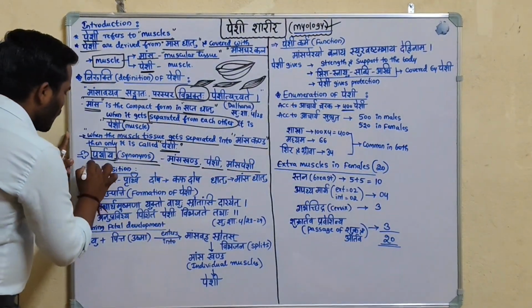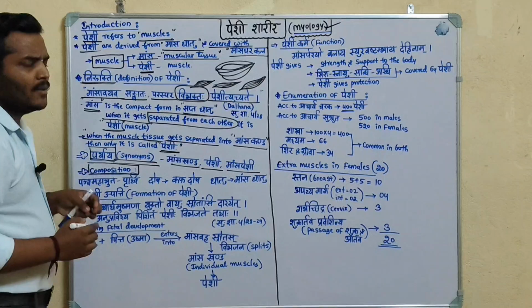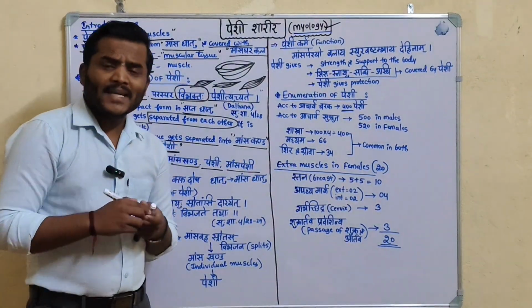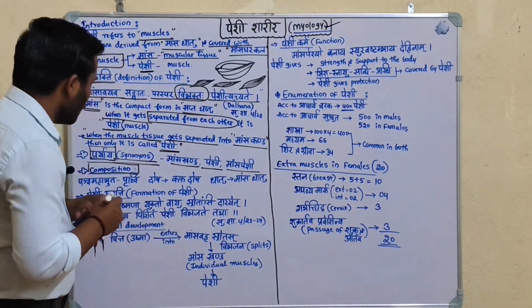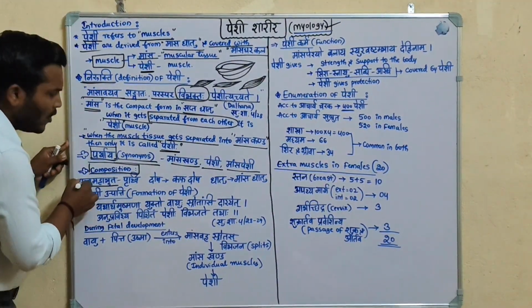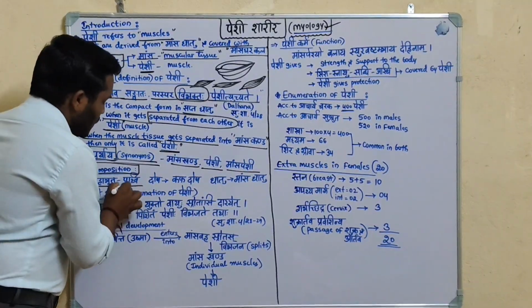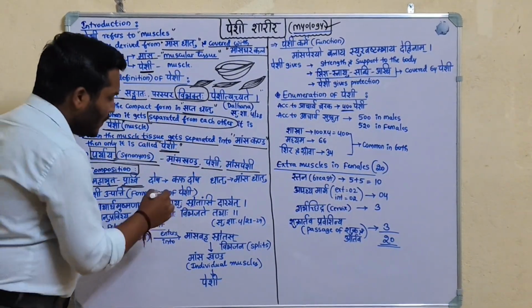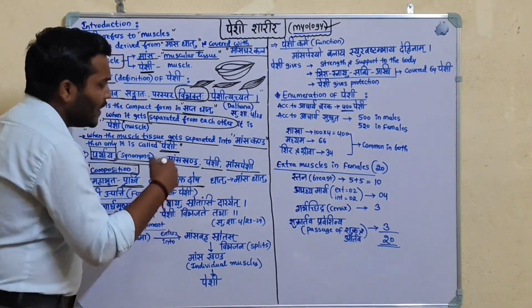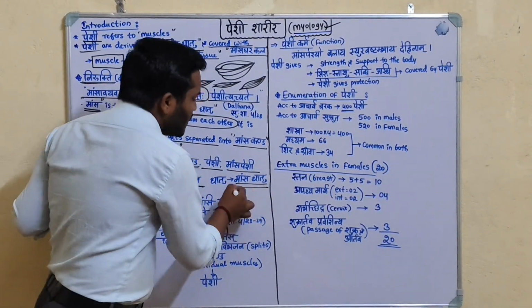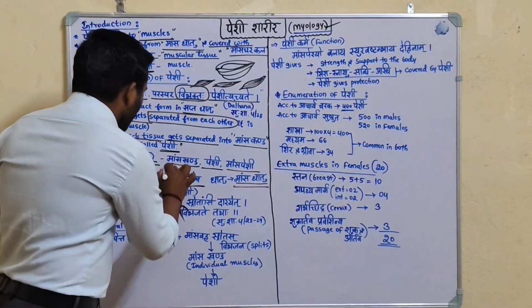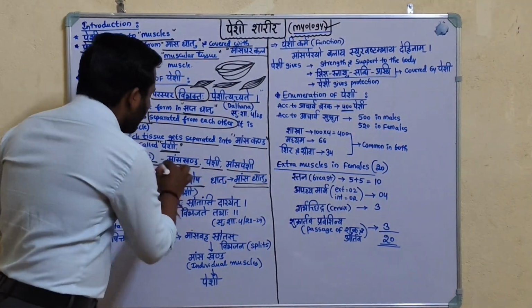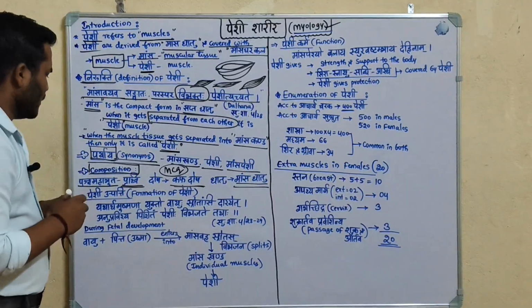Now, what is the composition of the peshi? Composition of the peshi means what it is made up of. Look, Pancha Mahabhuta predominant in muscle is Prithvi Mahabhuta. Dosha predominant is Kapha dosha, and Dhatu is Mamsa Dhatu. This composition can come in MCQ, okay? It can come in MCQ.